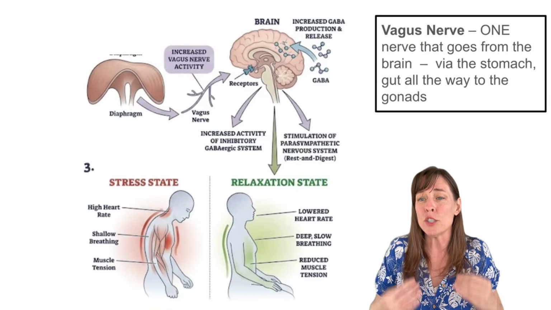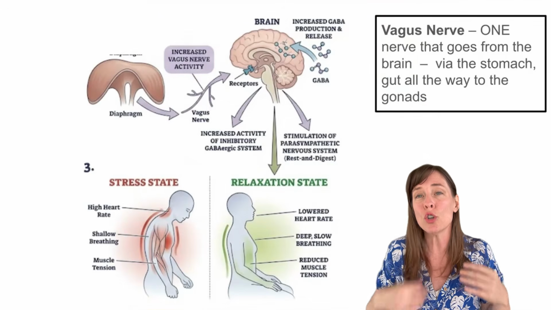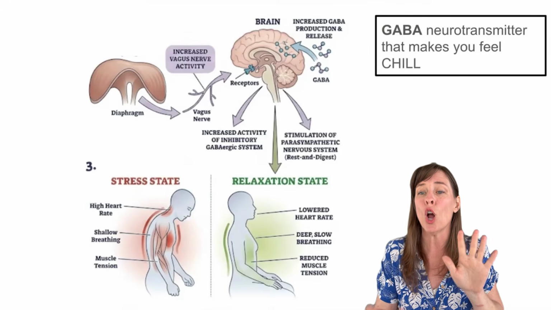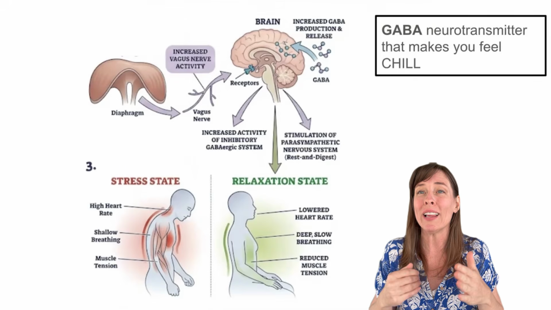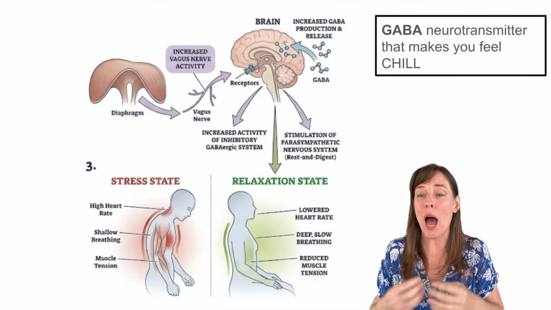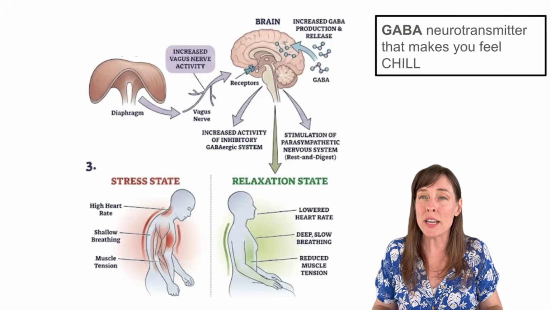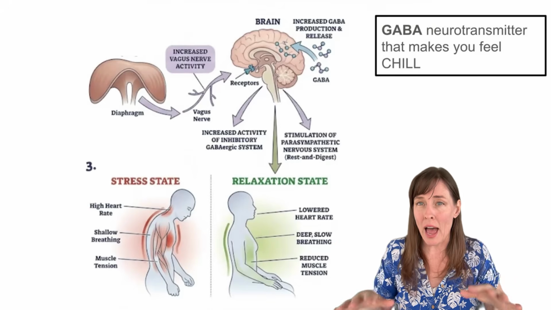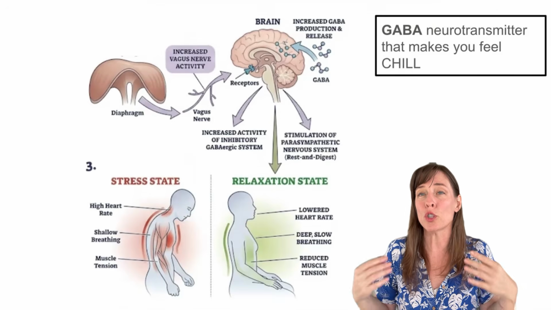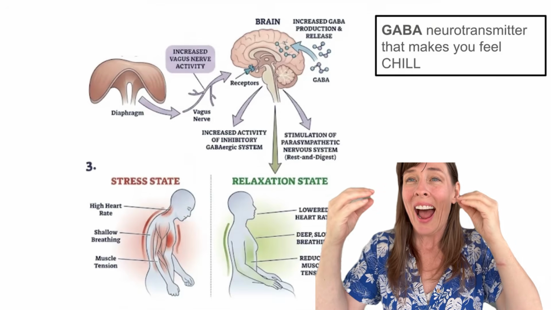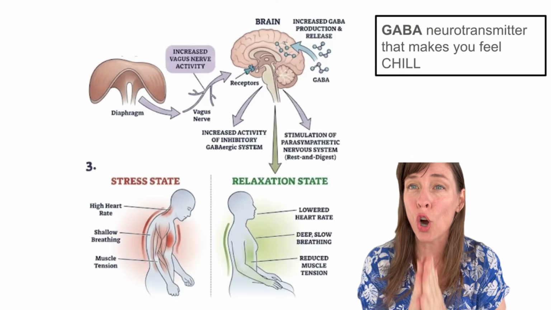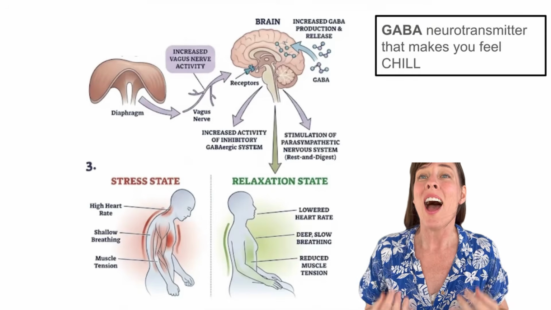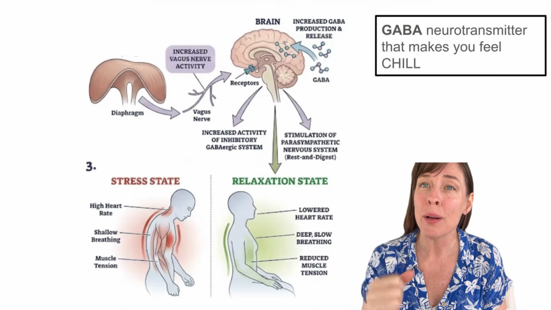If your body is not safe, the vagus nerve will stop you from releasing a neurotransmitter called GABA. It will inhibit the GABA. GABA is the neurotransmitter that makes you feel chill. It makes you feel relaxed. Without GABA, you feel stressed. So, an activity you can do to calm your nerves when you're nervous is to simply do 5 deep breaths.